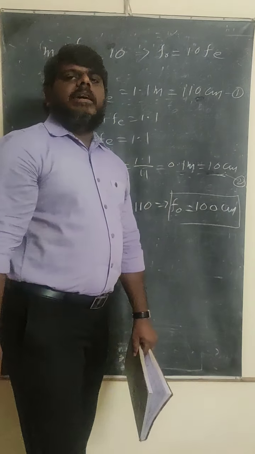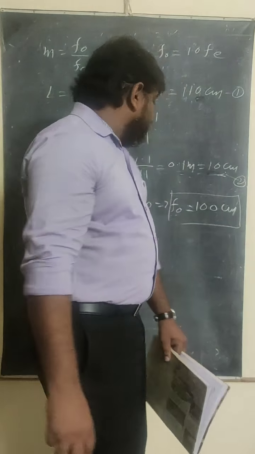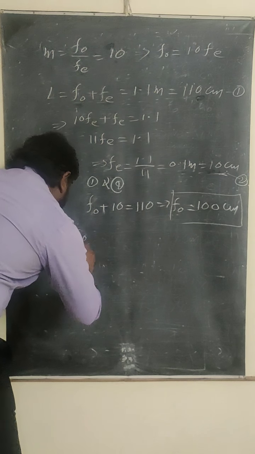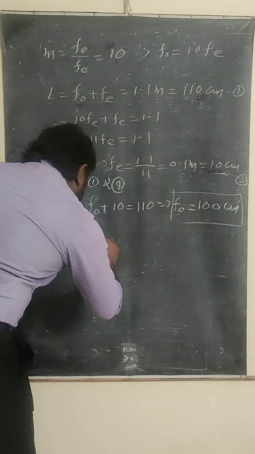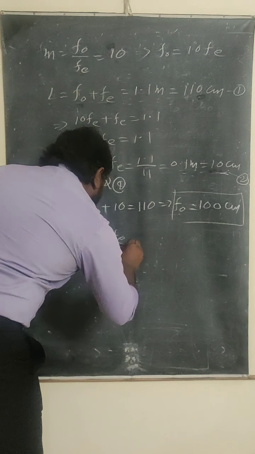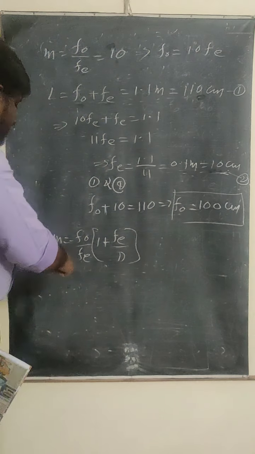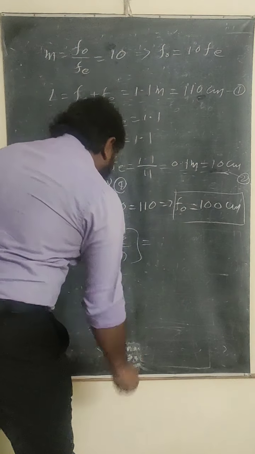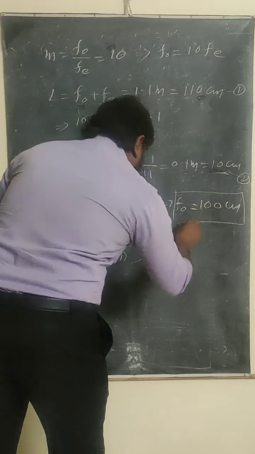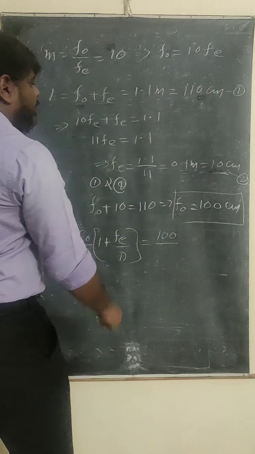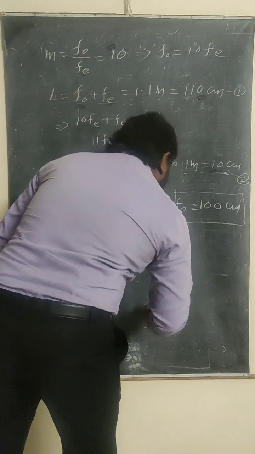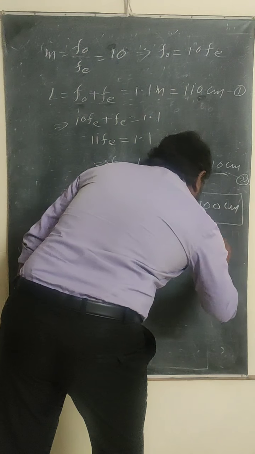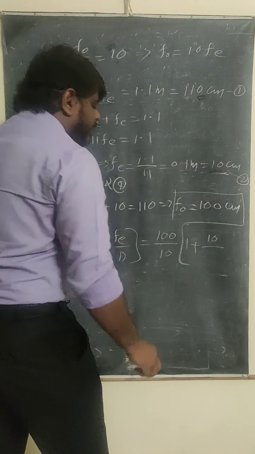Now we have to find the magnification at the near point adjustment. What is the formula? M is equal to minus F0 by Fe into 1 plus Fe by D. We have all the values, so you can substitute them here. F0 is 100, Fe is 10, into 1 plus Fe again 10 by D. What value of D do we take? 25 centimeters.